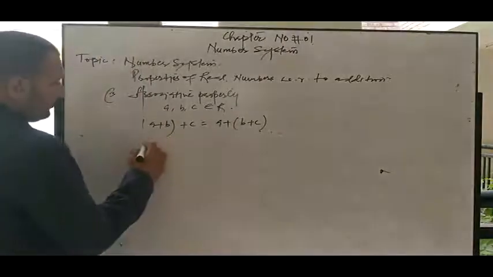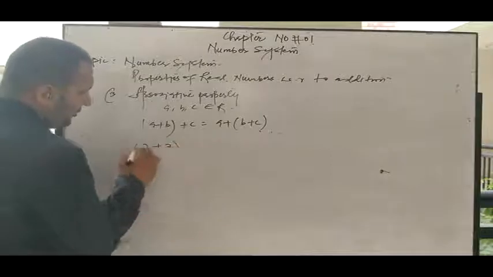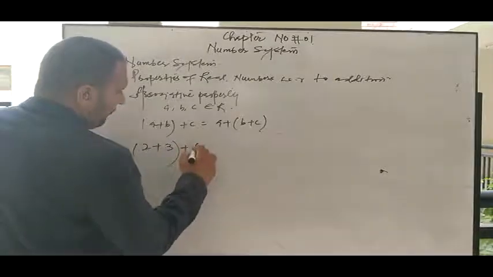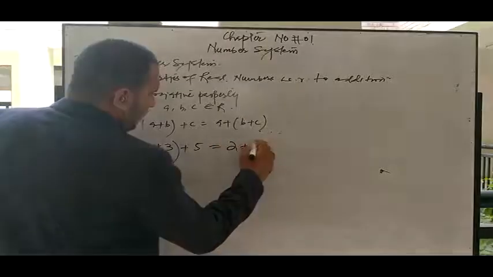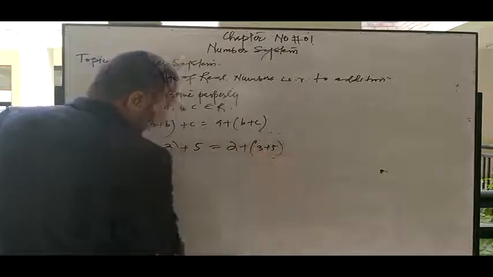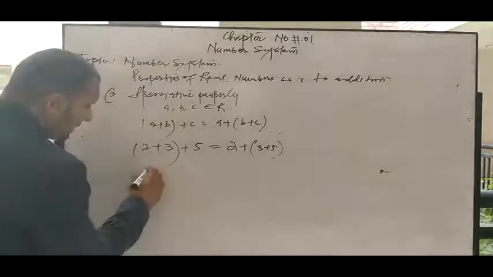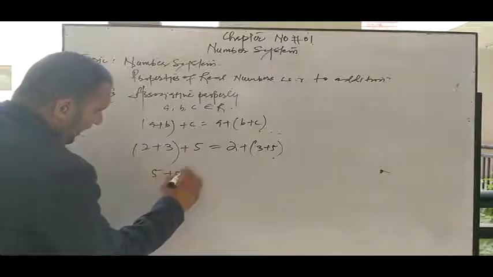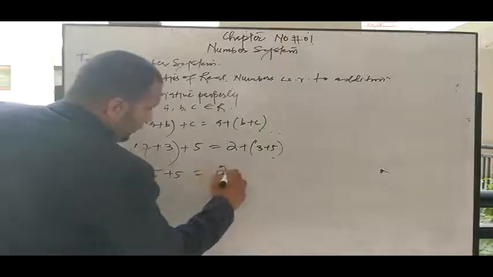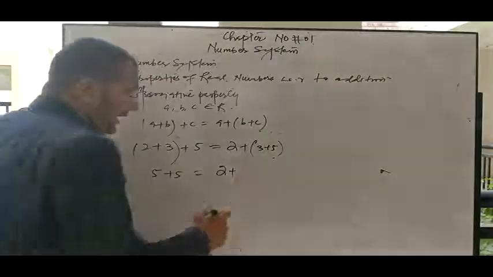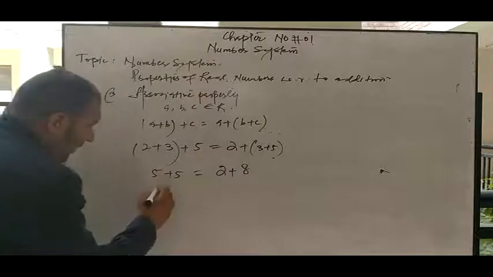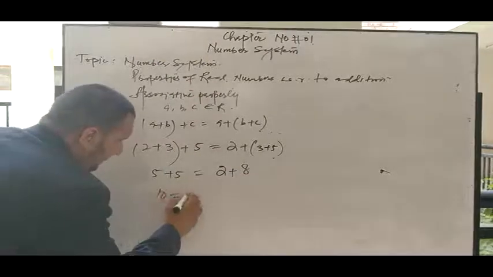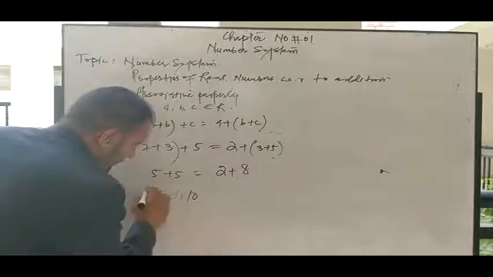Let (2 plus 3) plus 5 is equal to 2 plus (3 plus 5), where a is 2, b is 3 and c is 5 in the bracket. Such as 2 plus 3 is equal to 5, plus 5. On the right, first we solve the bracket: 3 plus 5 is equal to 8. Then 2 plus 8 is equal to 10. On the left, 5 plus 5 is equal to 10.